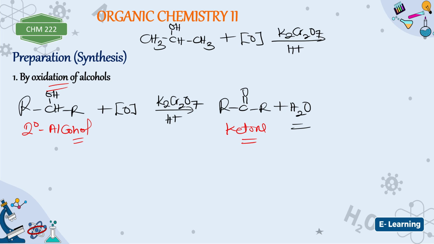Hydrogen will be removed from here, hydrogen will be removed from here, and a double bond will be formed here. So it will give us a ketone, which is also known as acetone or propanone. Is that okay? So that is that for that case.